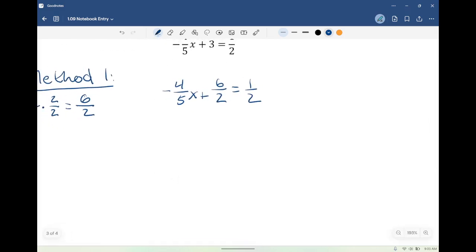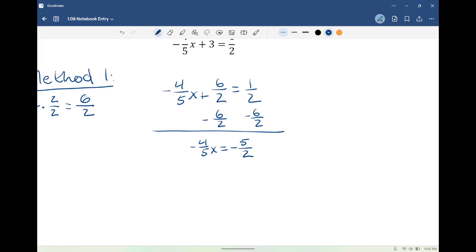Okay. I've changed this, and so now I can subtract the 6 over 2 from both sides. Well, 1/2 minus 6/2, remember that our denominators do not change. We're going to get negative 4/5 x equals, apologies, not minus, equals now negative 5/2. Negative 4/5 x is equal to negative 5/2.